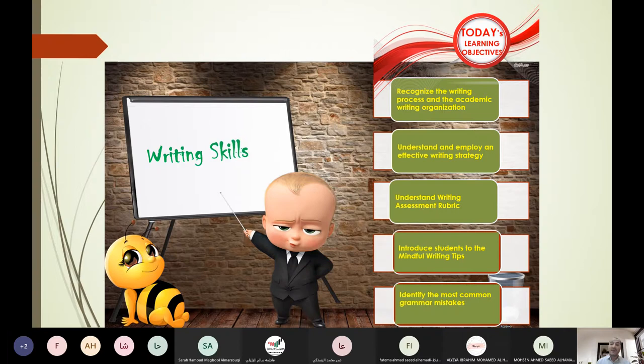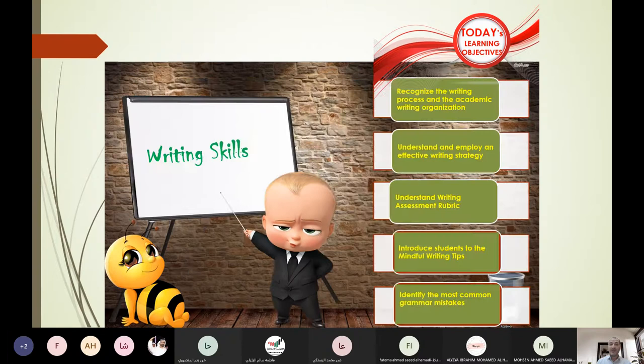This is very important for self-rating, while you're rating or assessing your own writing and expecting what mark you're going to hit. So it's better to understand the rubric itself. We're going to add item by item. Introduce students to mindful writing tips. This is very important to manage your exam time, and the techniques for writing effectively. Identify the most common grammar mistakes. This would be part one, which is understanding writing skills.